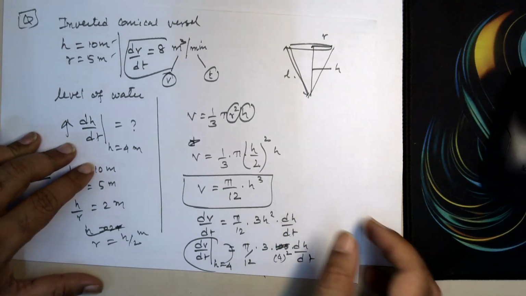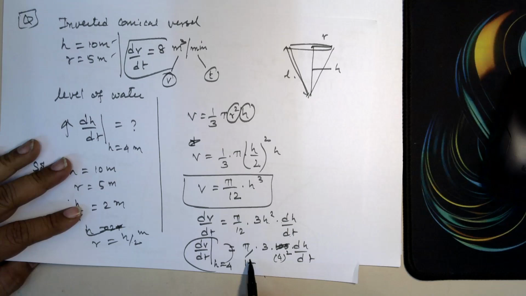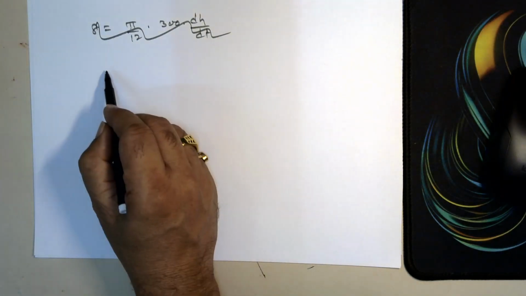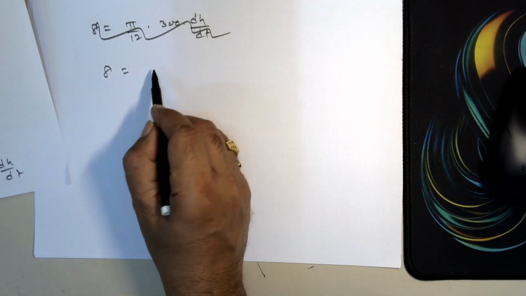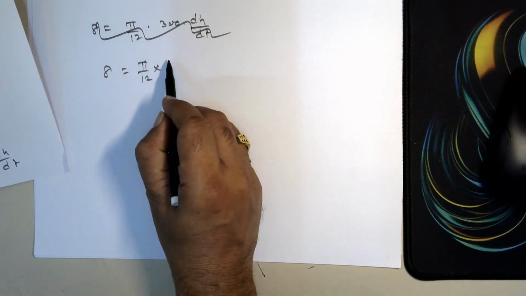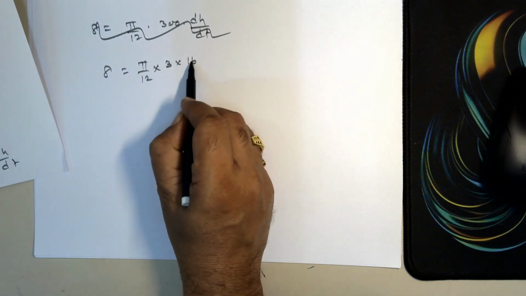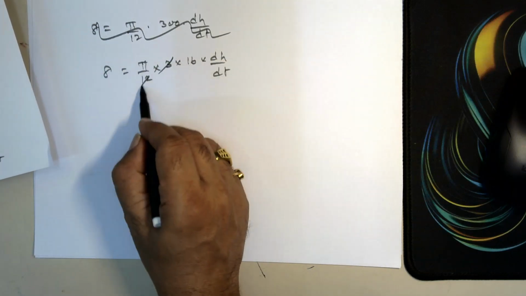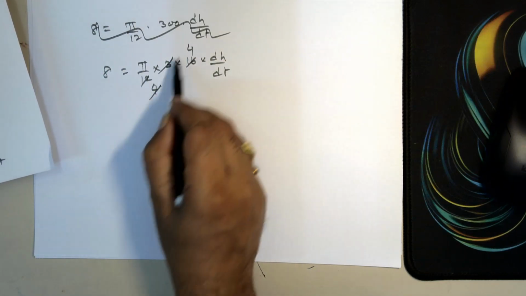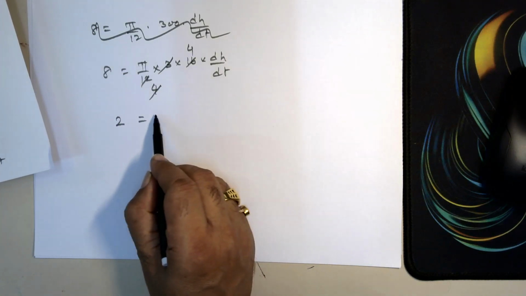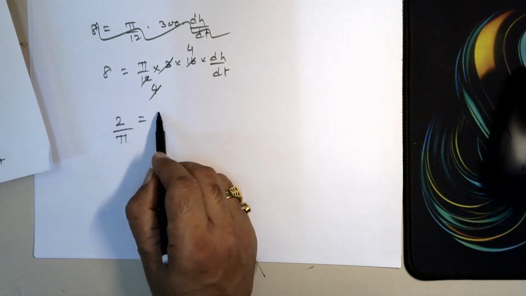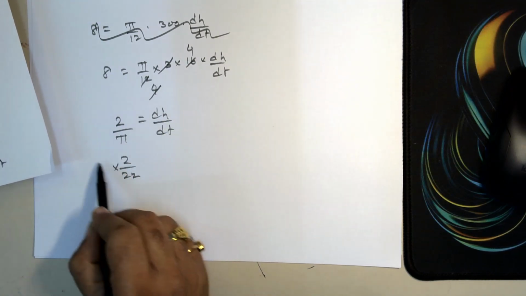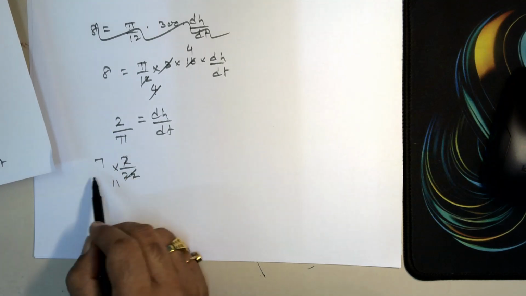So 4 squared, how much are we getting? 4 fours are 16. 16 into 3 divided by 12. So 8 is equal to pi by 12 into 3 into 16 into dh by dt, because h is 4. So a 4 and this 4 cancel, and that becomes 2. So 2 by pi is equal to dh by dt. It means 2 divided by 22 by 7, so 7 by 11.